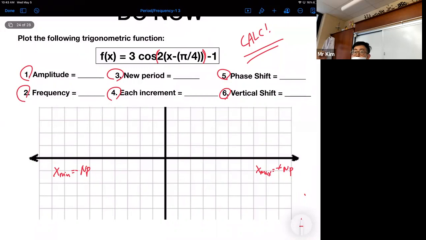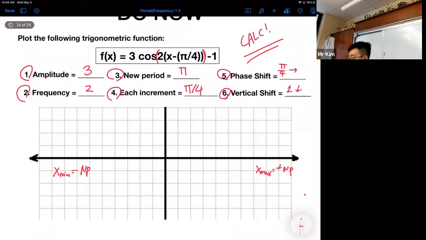Okay, seems like most of you guys got it, yeah? With the graphing calculator, when you verify your answers, I hope that you guys are going to get the same thing. Joshua, Ryan, can you help me out with the 1 through 6 up here? Okay, so the amplitude is 3, frequency is 2, new period is pi, each increment is pi over 4. Great. Phase shift is pi over 4 to the right, and the vertical shift is down.